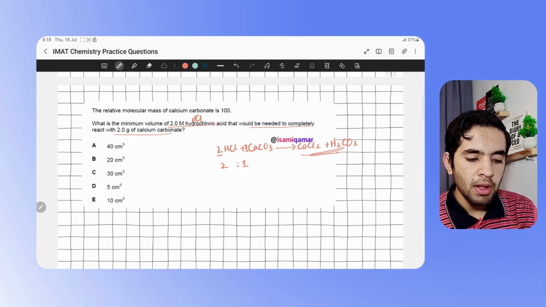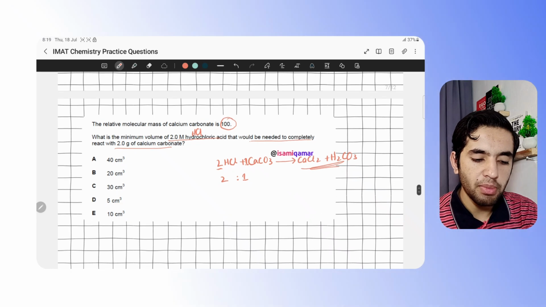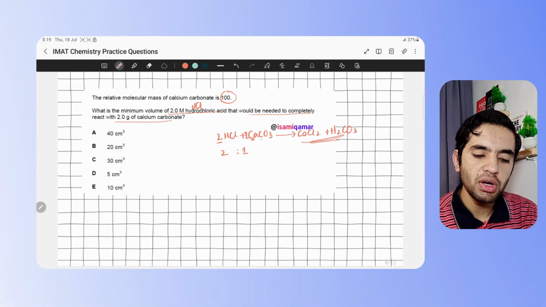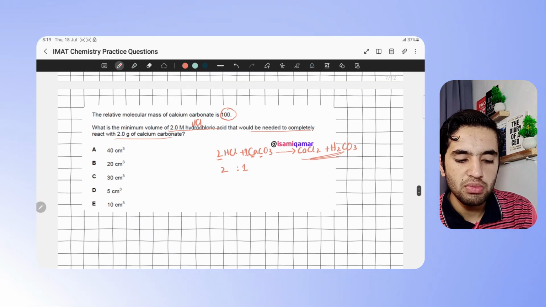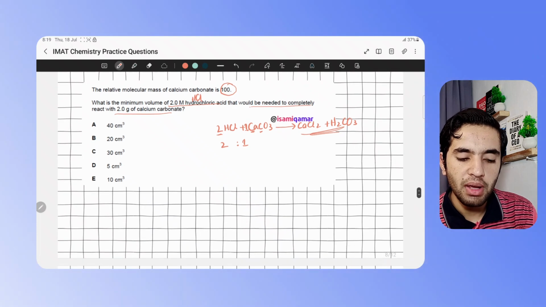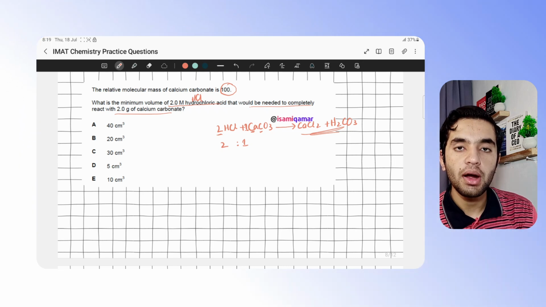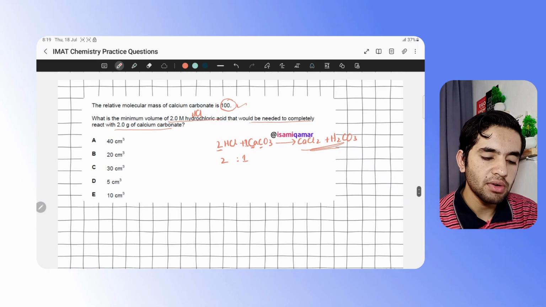Now see here, we are given the relative molecular mass of calcium carbonate, which is 100. Yeah, you can calculate it by yourself. For calcium it is 40, for carbon it is 12, and for oxygen it is 16. So just multiply 3 with 16 and then add 12 plus 40, you will get the answer, that will be 100. They have given it anyway, so we don't have to calculate it. So here's the relative molecular mass.